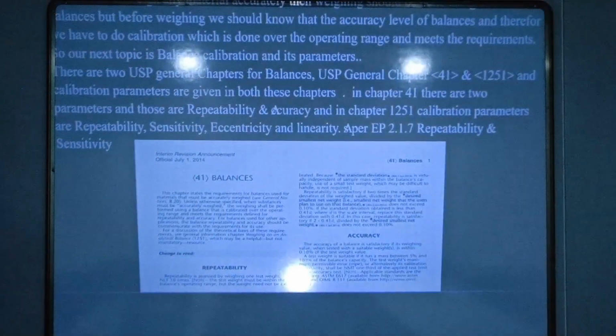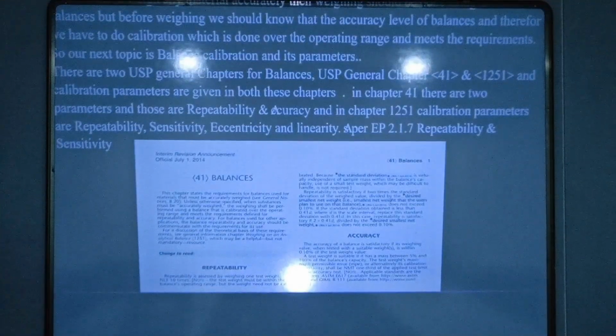Now, if you want to weigh any material accurately, then weighing should be performed with the help of all these balances. But before that, we have to confirm the accuracy level of all these balances, and that's why we have to do calibration, which is done over the operating range and meets the requirements. So our next topic is balance calibration and its parameters.